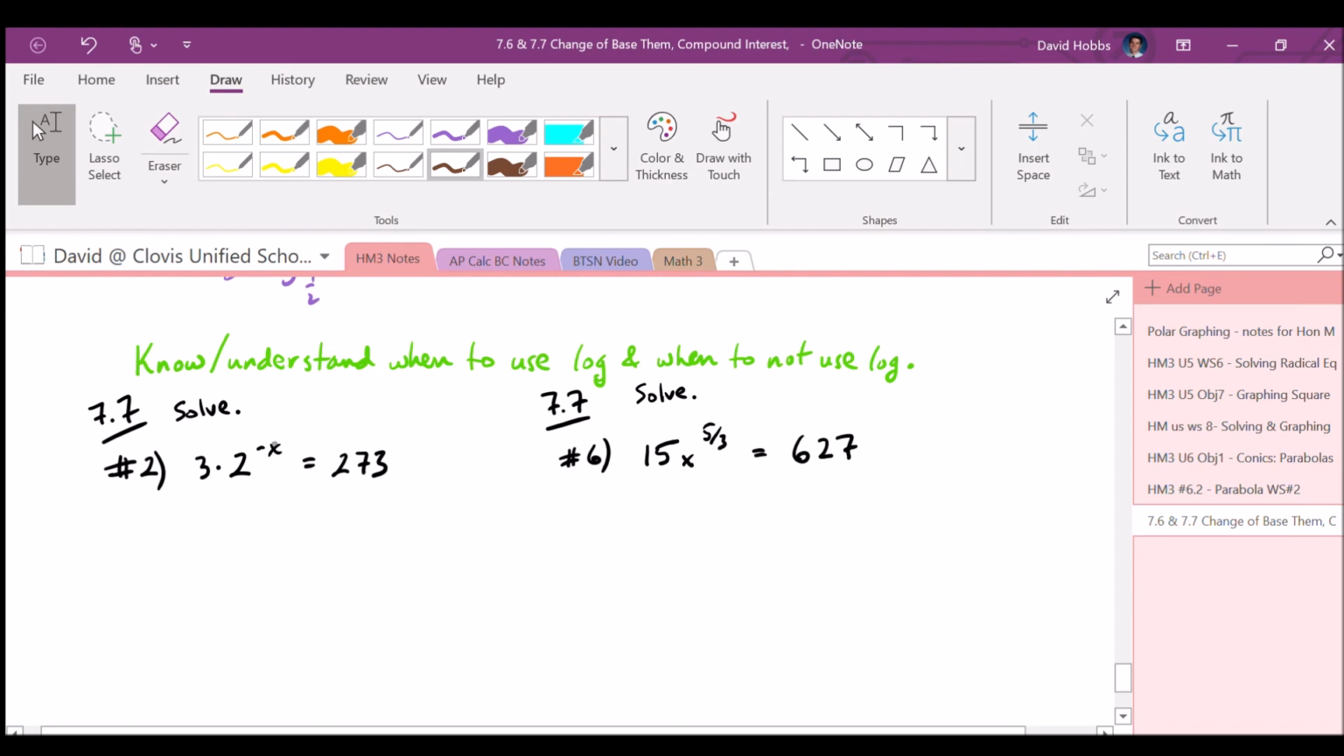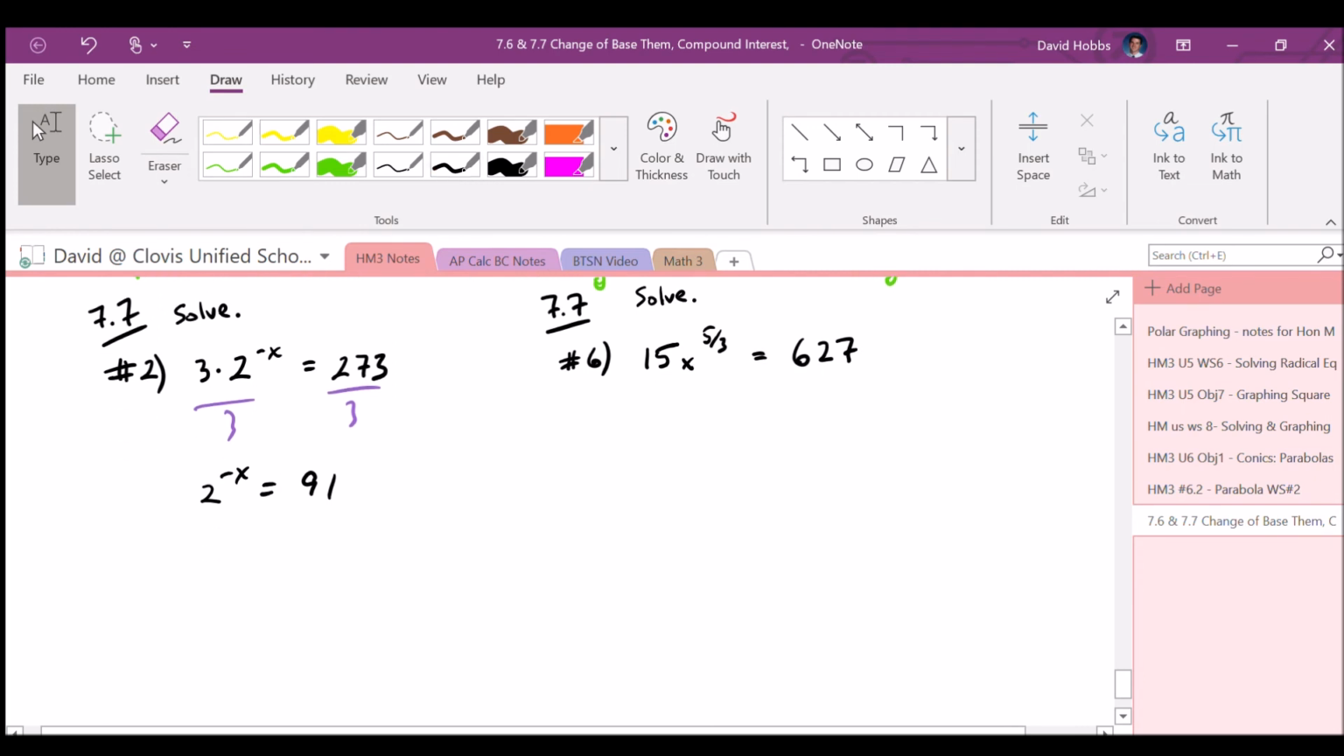Where's my unknown? It's up in the exponent. Might need logs. I'm going to divide by 3. And so after one step, I've got 2 to the negative x equals 91. Okay, can I write 91 as a power of 2? No, so log. Base is 2, negative x on the other side, 91 right here. And so x is going to be opposite of log 91 base 2.